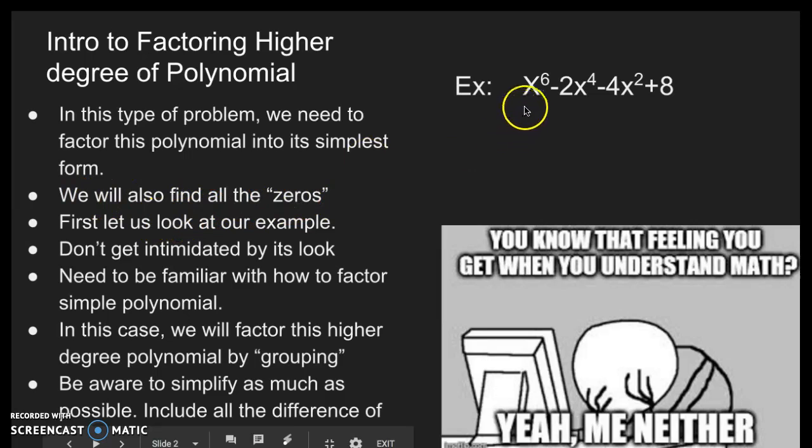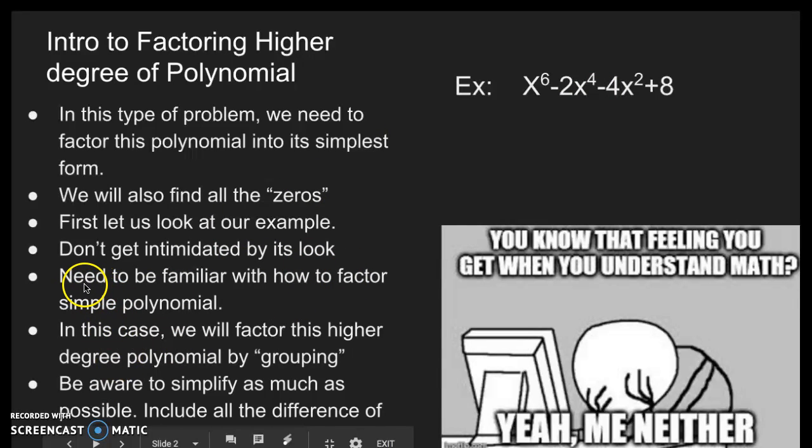First, let us look at the example. x to the 6th power minus 2x to the 4th power minus 4x squared plus 8. It looks intimidating, but do not get scared with this. It's not as hard as it looks. It's actually pretty simple.